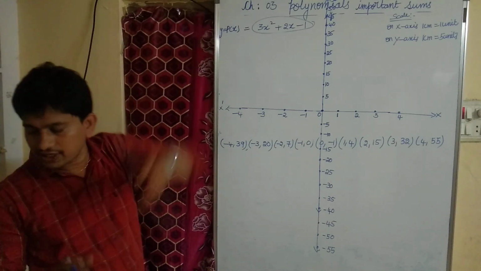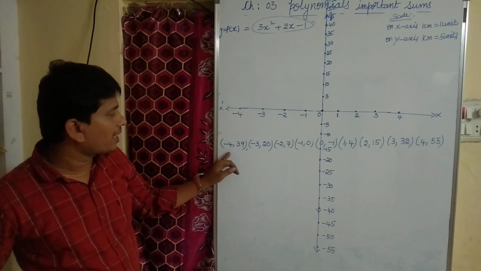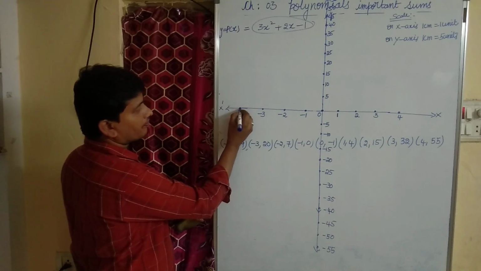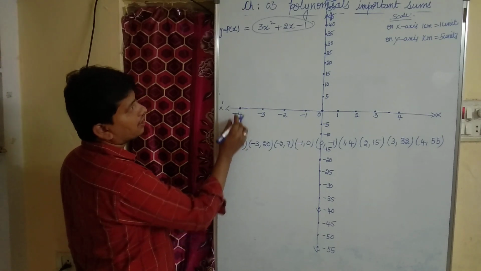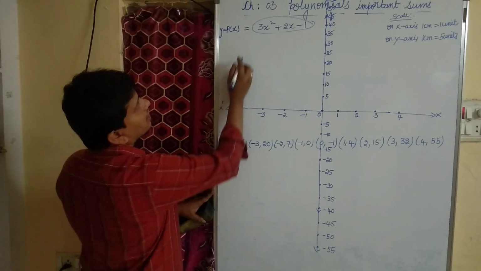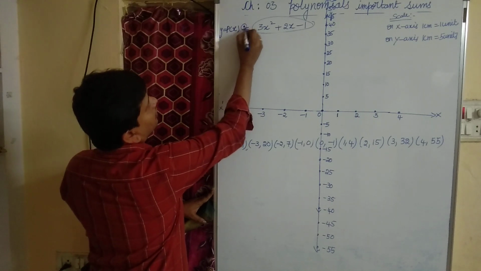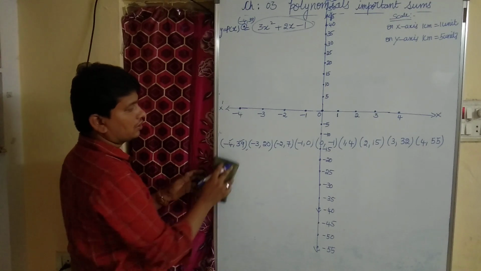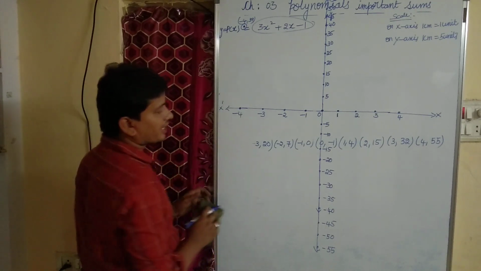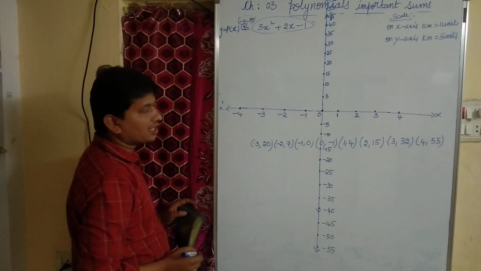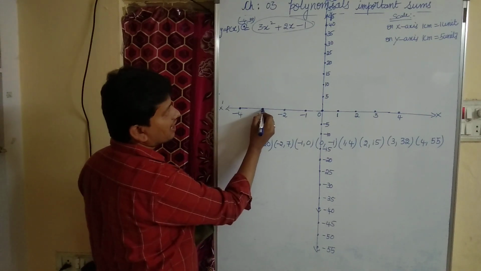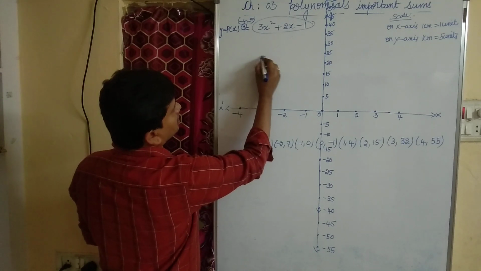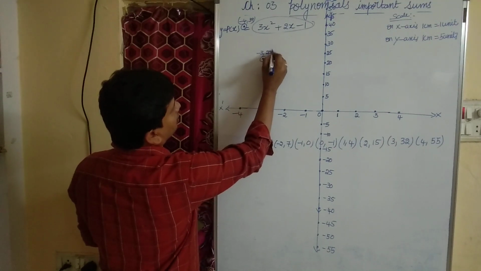So let us plot the points. Our first point is minus 4, 39. On the x-axis minus 4, on the y-axis 39. 39 means it lies between 35 and 40. This is our first point, minus 4, 39. Now coming to the second point, minus 3, 20. On the x-axis minus 3, on the y-axis 20. This is our point, minus 3, 20.